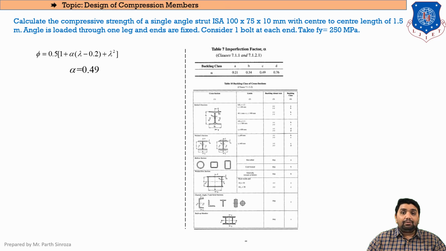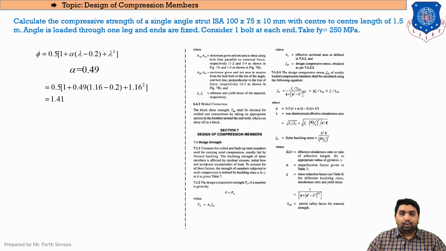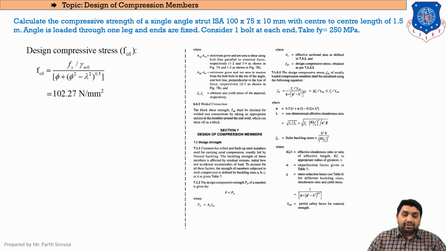And after finding the value of alpha, we will substitute everything in the term and find the value of phi. So phi here comes out to be 1.41. So after completion of phi, we will move up and find the value of FCD. So FCD here comes out to be 102.27 Newton per mm square. Yeah? So this is our design compressive stress.